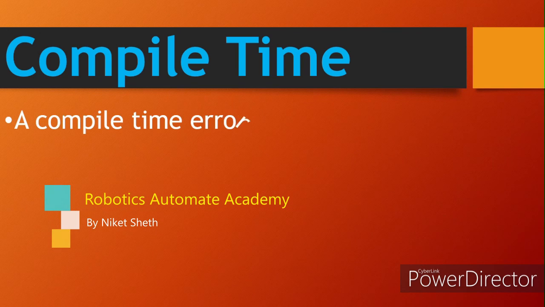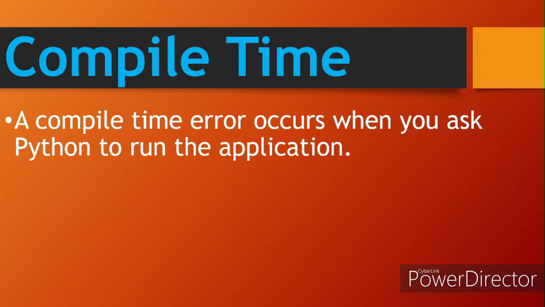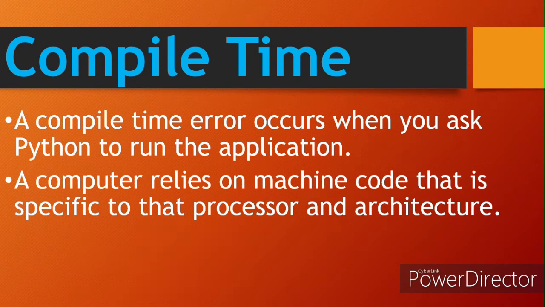A compile time error occurs when you ask Python to run the application. Before Python can run the application, it must interpret the code and put it into a form that the computer can understand. A computer relies on machine code that is specific to that processor and architecture. If the instructions you write are malformed or lack needed information, Python can't perform the required conversion. It presents an error that you must fix before the application can run.